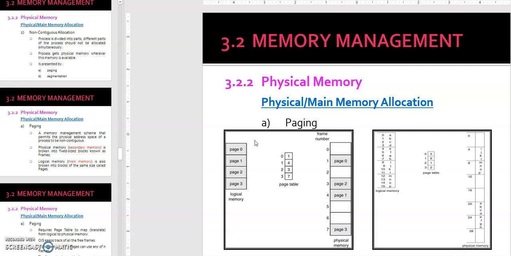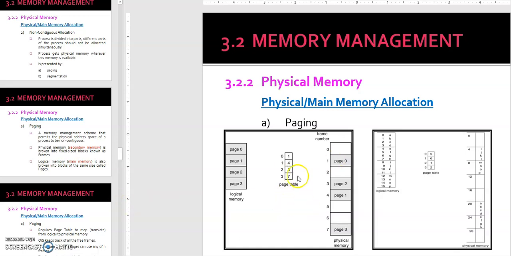So why does the operating system break this process into several pages? Because the main memory cannot take in all the process. So the process is broken into several pages, and each of these pages is kept inside the physical memory. Only when it needs to be utilized does it go to the logical memory or the CPU.